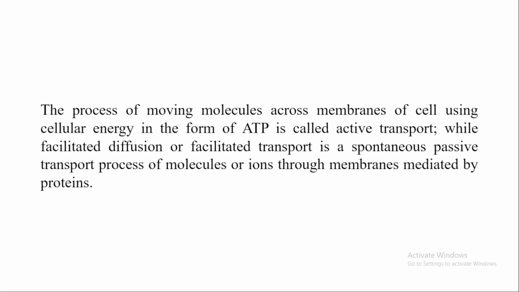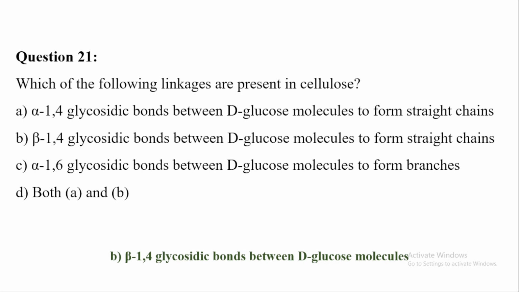Alpha 1,4 glycosidic bonds between D-glucose molecules to form straight chains is present in starch or amylose. So, starch molecules have alpha 1,4 glycosidic linkage, and glycogen molecules have both alpha 1,4 and alpha 1,6 glycosidic bonds, and it is a branched molecule. So, it has linear chains, and then linear chains are further branched by alpha 1,6 linkages. Okay. The answer for this question is option number B.